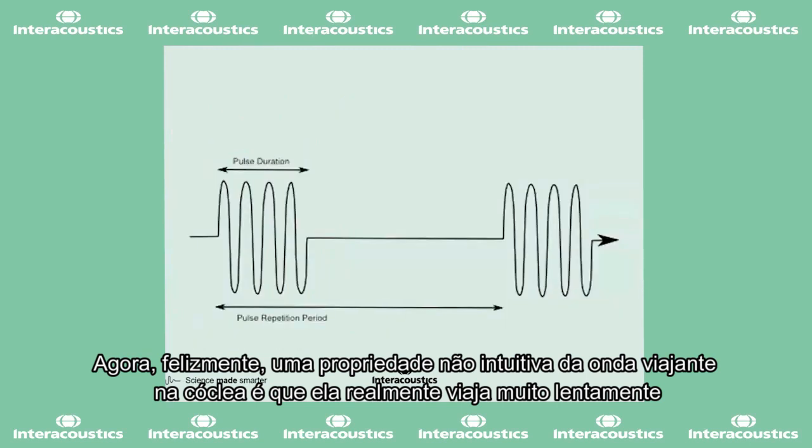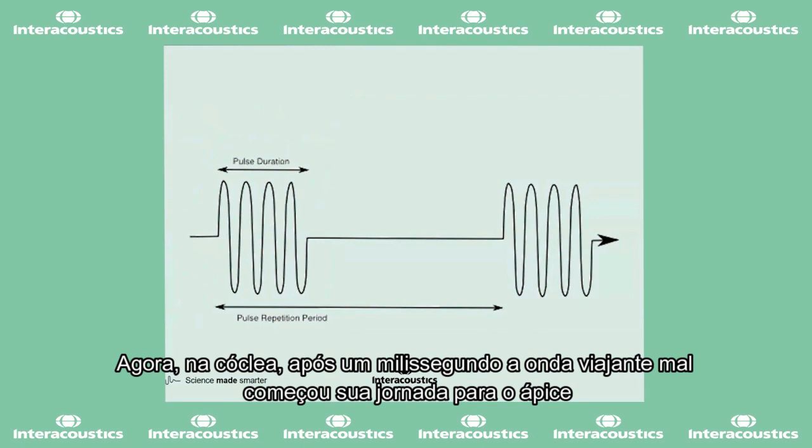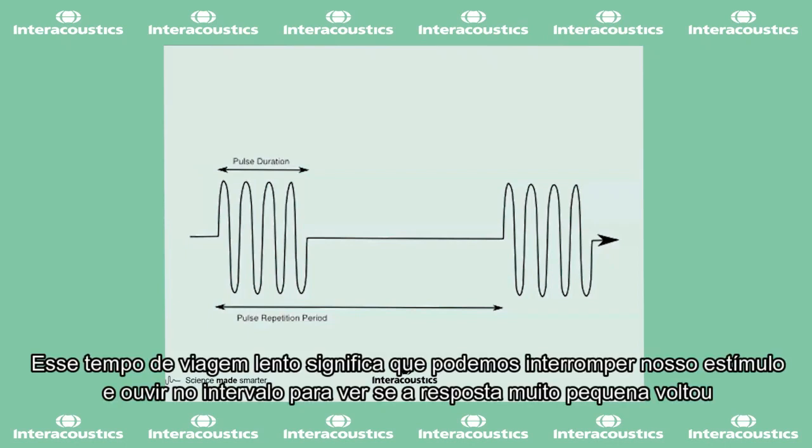Now, fortunately, a non-intuitive property of the travelling wave in the cochlea is that it actually travels very slowly. So normally sound will travel about 30 centimeters per millisecond. Now, in the cochlea, after 1 millisecond, the travelling wave has barely started its journey to the apex. This slow travel time means that we can interrupt our stimulus and listen in the gap to see whether the very small response has come back.